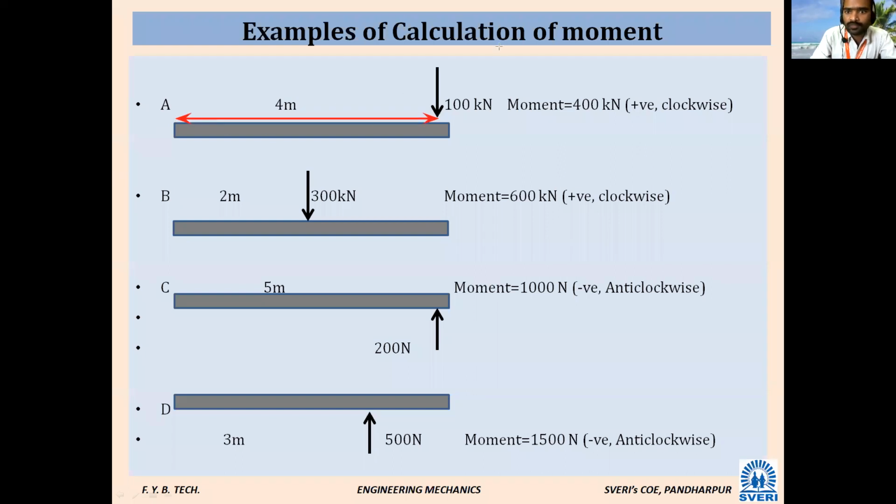This is the point A. I need to find the moment about point A. So this is the force. Is this force moving clockwise or anti-clockwise? Clockwise. So it is producing a clockwise moment, which is equal to plus F into D.